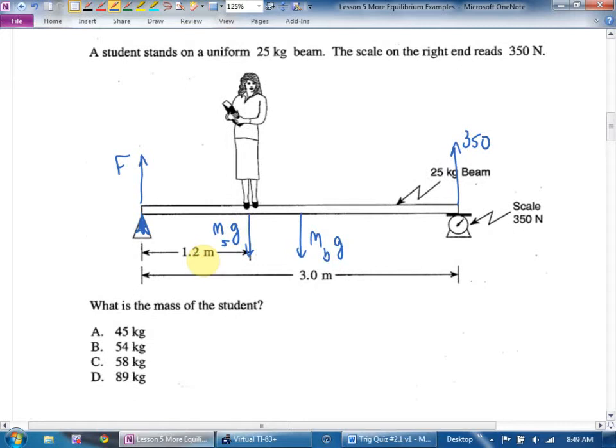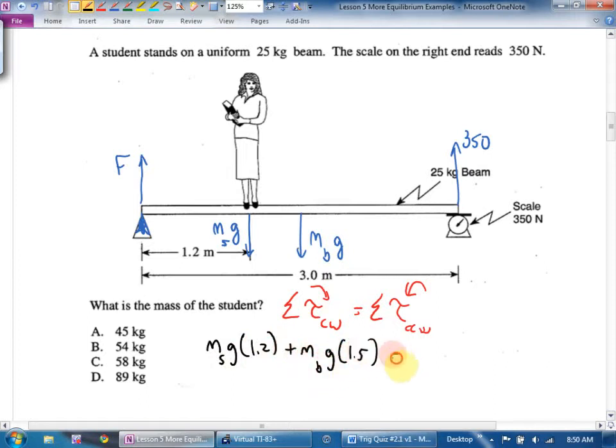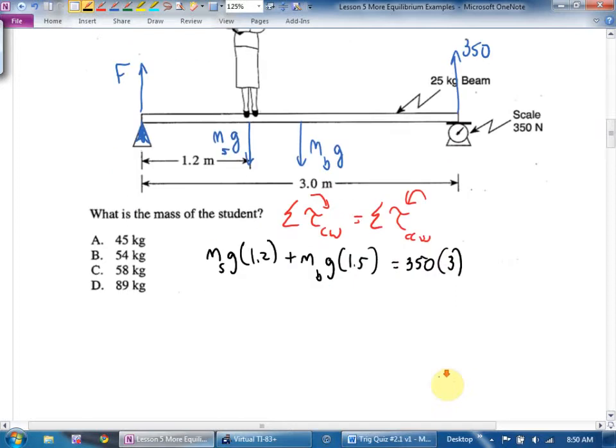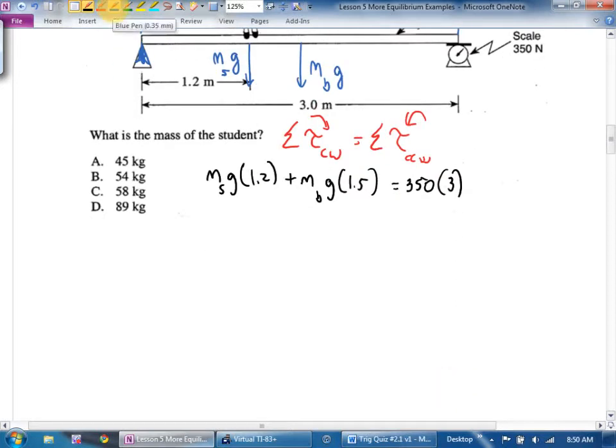Try this on your own. I'll freeze my screen. See if you can figure out, as a little twist, what the mass of the student has to be. No components, but it's going to be the sum of all torques clockwise equals sum of all torques counterclockwise. When you're done, let's look up. You can look up. I'll unfreeze my screen every so often. We're just trying the second question on our own, and then I'll unfreeze my screen, see if you can get it.